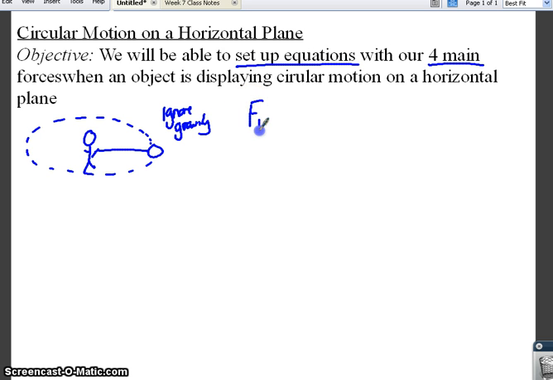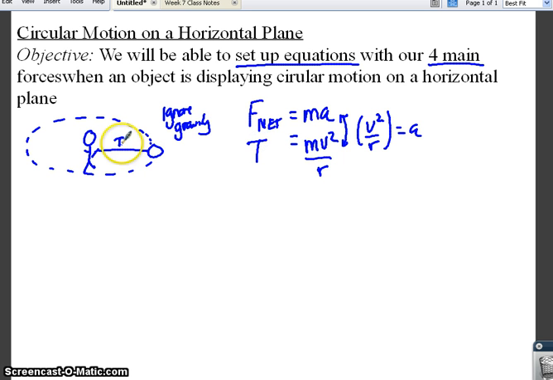So, if we set up our basic equation, F net equals ma, well, this is moving in a circle, so F net equals mv squared over r. Remember again that v squared over r equals a. Okay, just a side note, v squared over r equals a, so this is the same thing. And our net force is going to be tension, because tension is the force causing it to accelerate in a circle. Tension is the force requiring it to accelerate in a circle. Okay, so that would be one way to set it up right there.